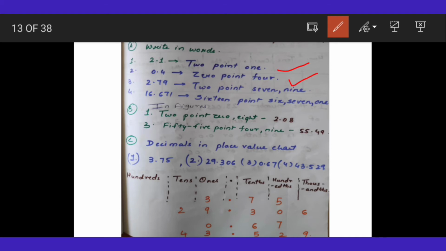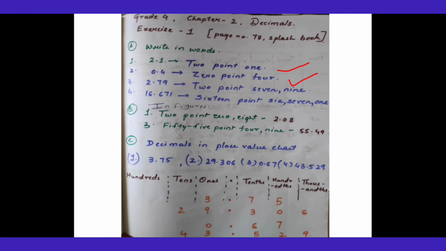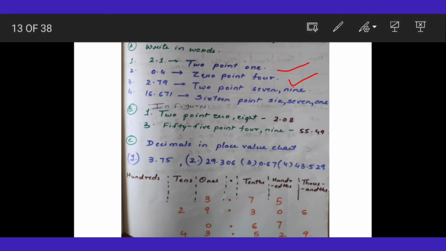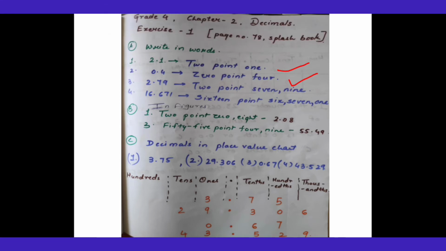Third is 2.79. Fourth is 16.671. And in figures, question number B, you have to write in figures. 2.08. Third one is 55.49. Okay. Now in question number C, what do you have to do? You have to make the place value chart. Just now I explained the same thing to you: hundreds, tens, ones, tenths, hundredths and thousandths. Okay. The first is 3.75.